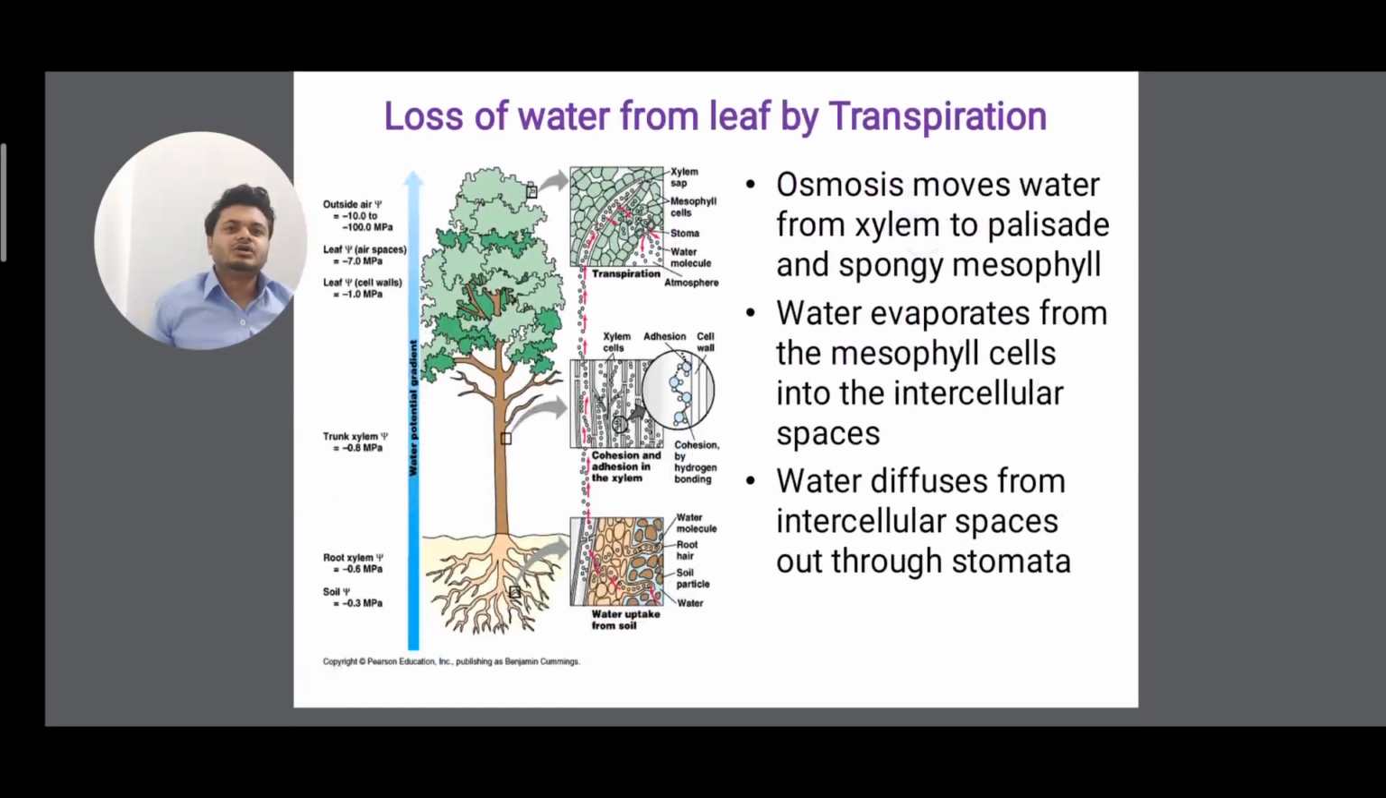Next, you see loss of water from the leaf by transpiration. As said earlier, what is transpiration? Loss of water in the form of vapor, isn't it? So osmosis moves water from xylem to palisade and spongy mesophyll cells. Water evaporates from the mesophyll cells into the intercellular spaces. Water diffuses from intercellular spaces through stomata.